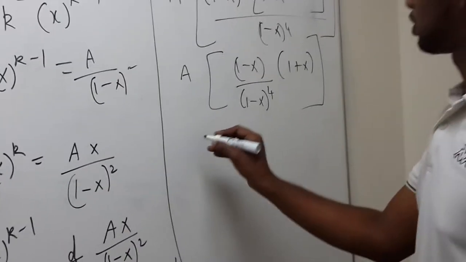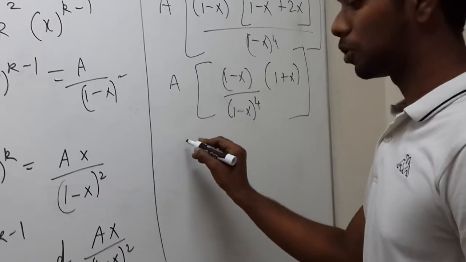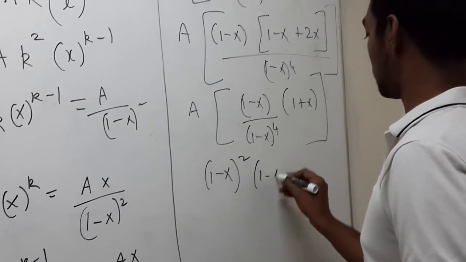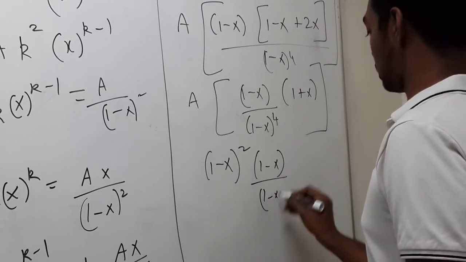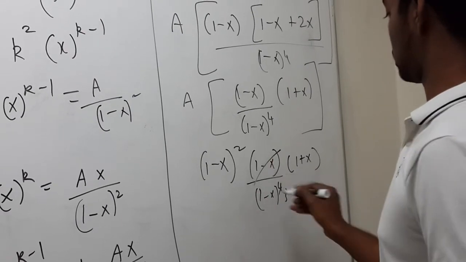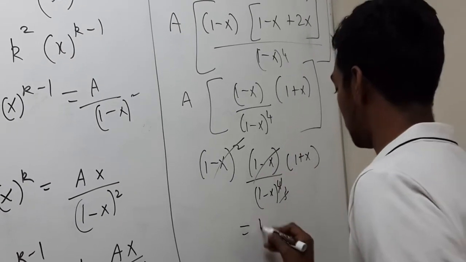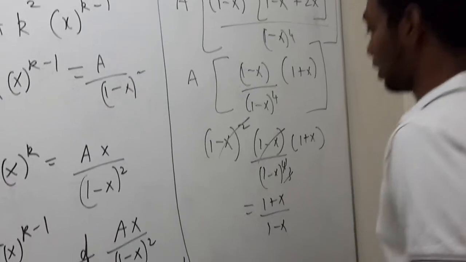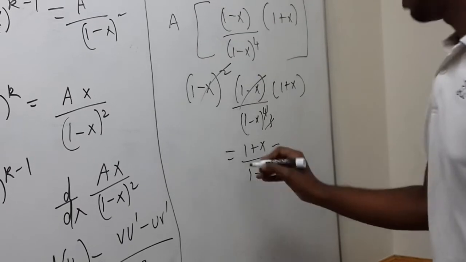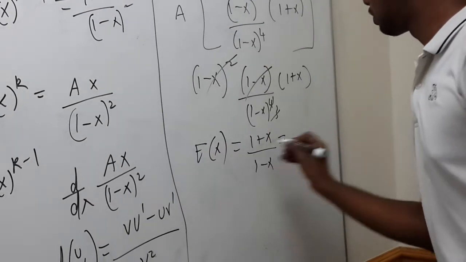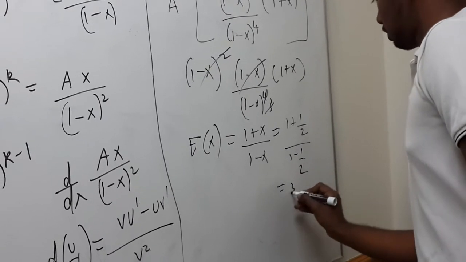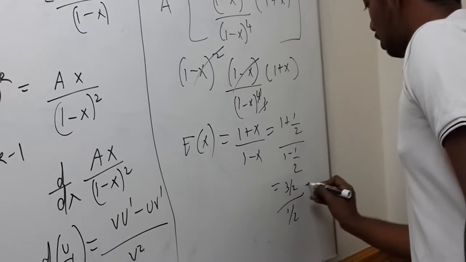So we know the value of a is equal to (1 minus x) the whole square. So it's going to be (1 minus x) the whole square times (1 minus x) by (1 minus x) the whole power 4 into (1 plus x). So it's going to be 1 plus x by 1 minus x. X is equal to 1 by 2. So we have E of X equal to (1 plus 1 by 2) by (1 minus 1 by 2), which is equal to 3 by 2 by 1 by 2, which is equal to 3.